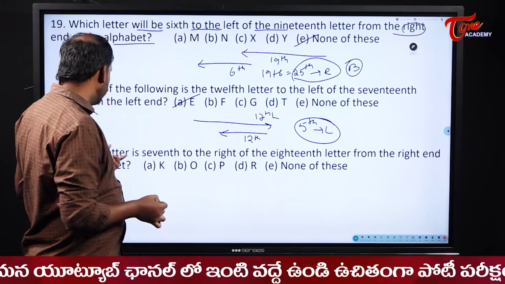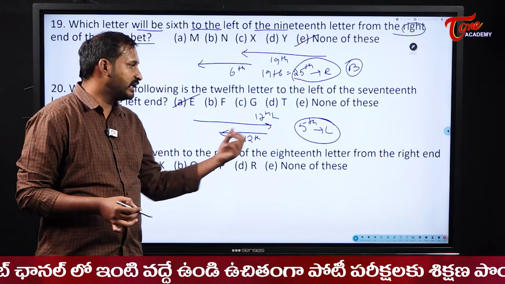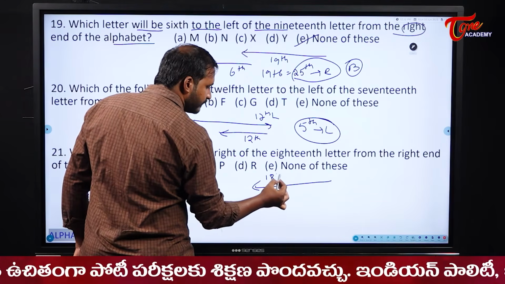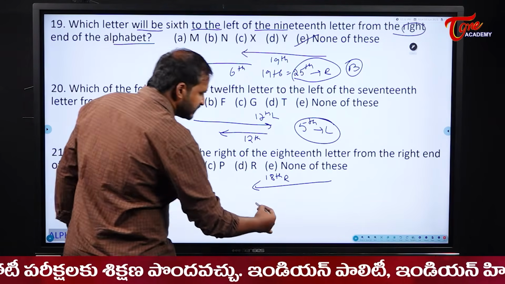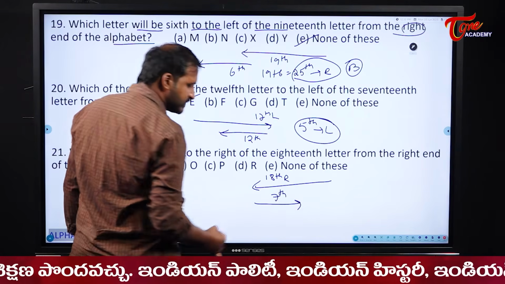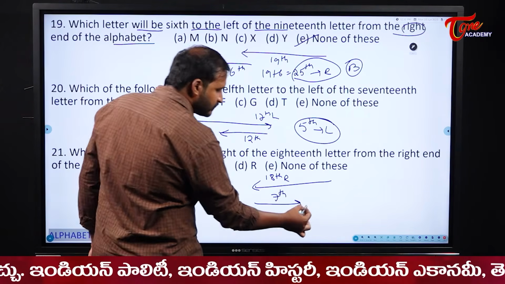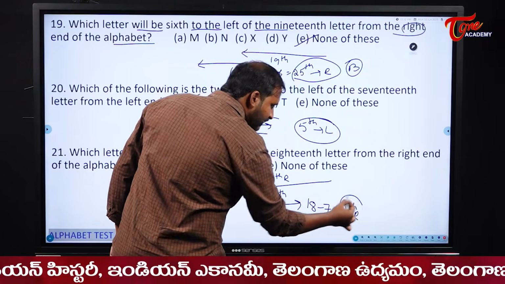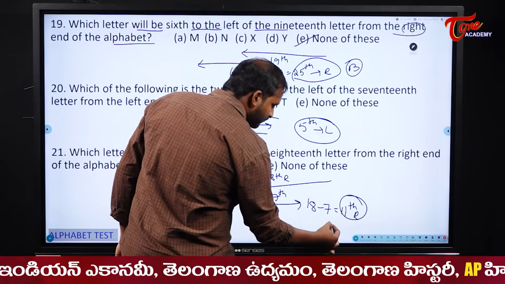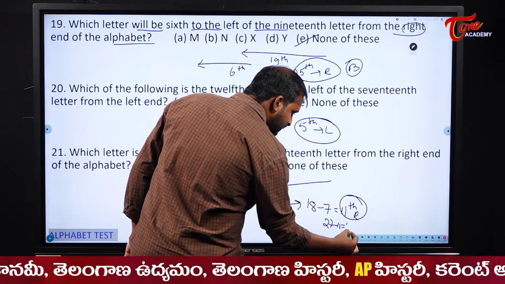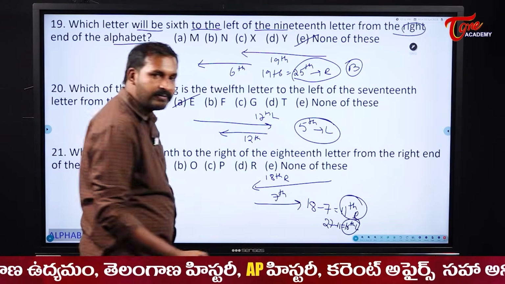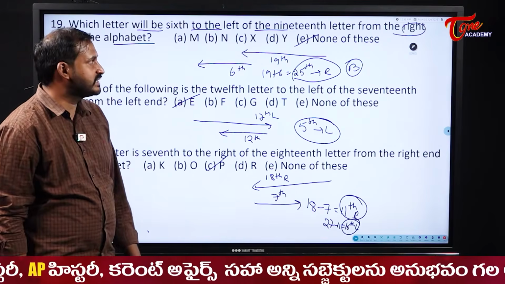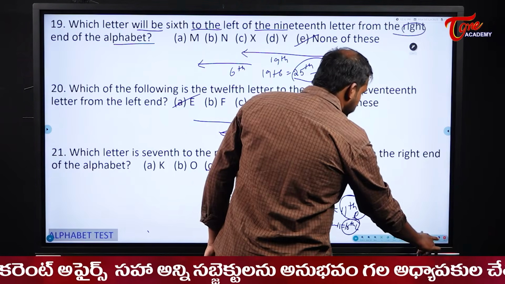Option A. Next one. Which letter is the 7th to the right of the 18th letter from the right end of the alphabets? So this is the 18th letter from the right end. And to its 7th right, I will move in the same direction. So 18 minus 7 becomes 11th from right. We don't know what the 11th from right is, but we know how to find it from left. 27 minus 11, what does it become? 16th from left. What is the 16th alphabet from the left side? It is nothing but P.